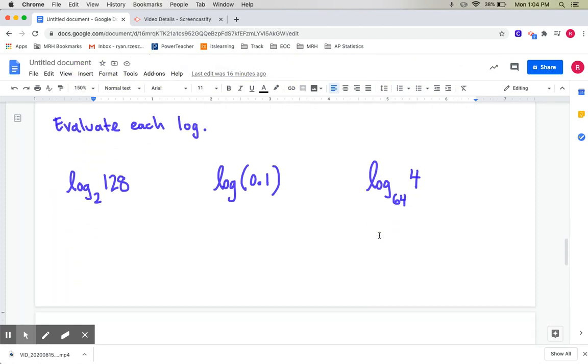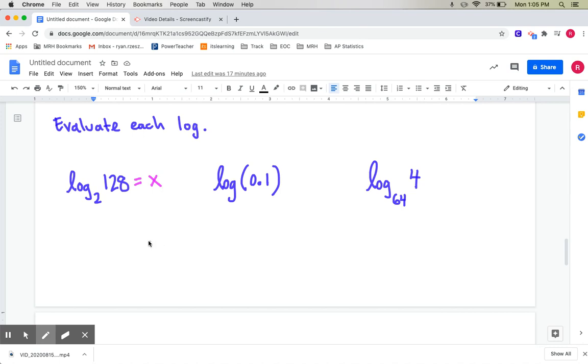We have 2 more skills to talk about in this lesson. The next thing is being able to evaluate a log. When they use the word evaluate in math, they want an answer. They want to know what this thing is actually equal to. So the way you work these out, right now, I have no idea what this thing is. So I'm going to put equals x, because I truly don't know what this is equal to.